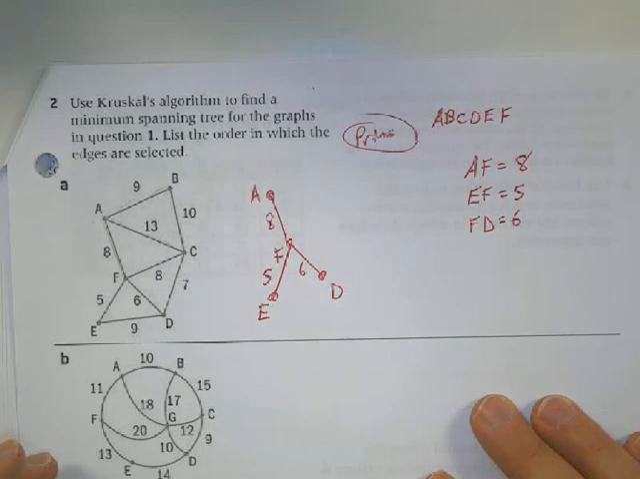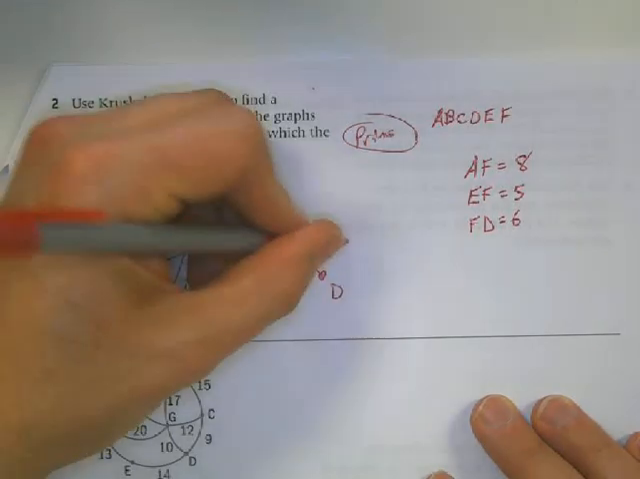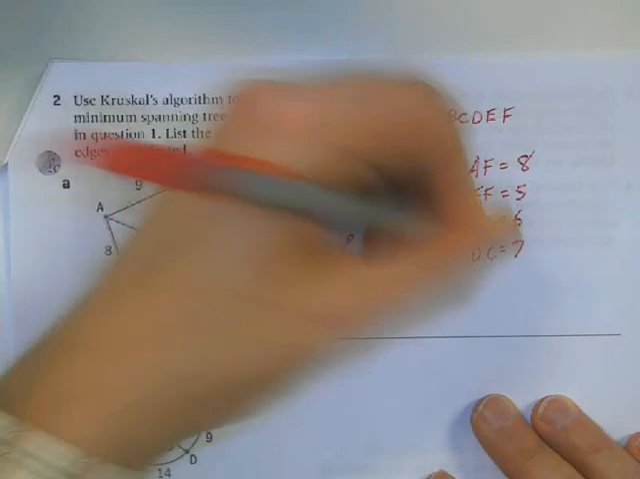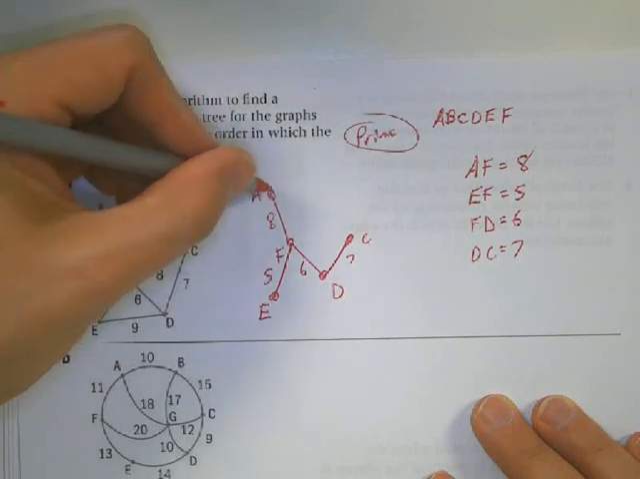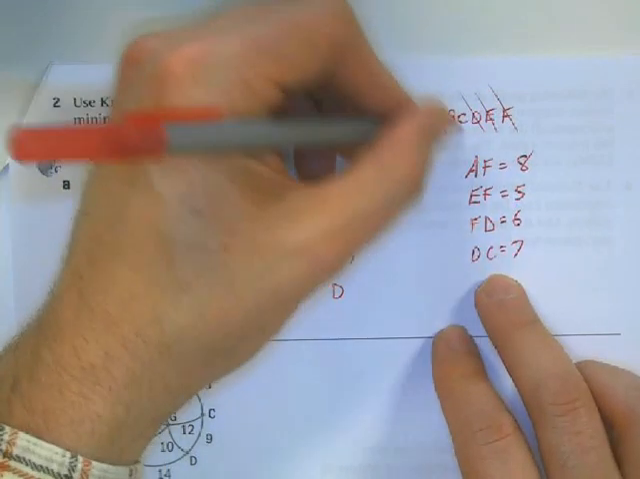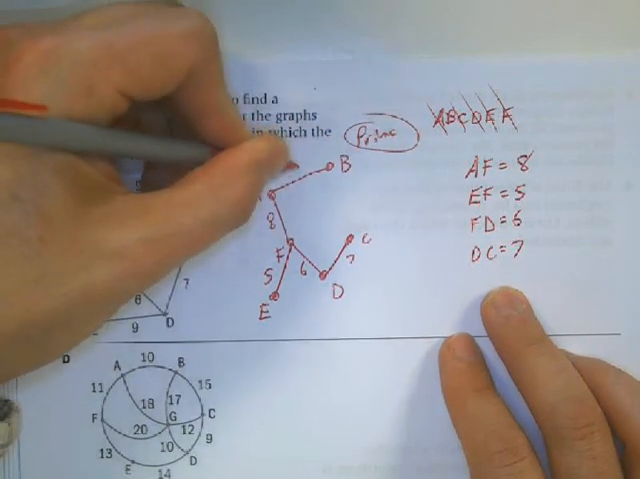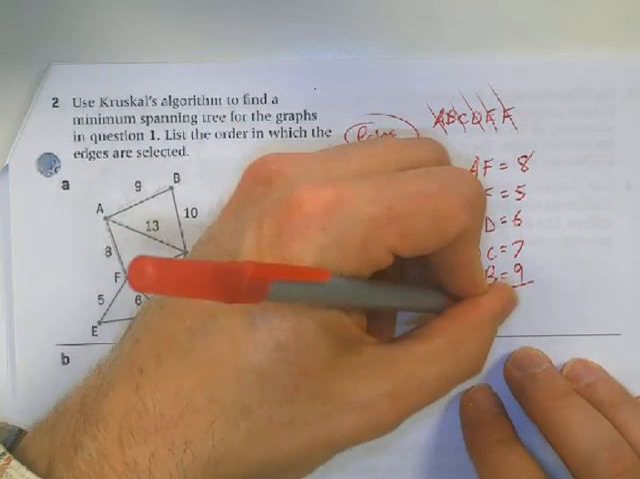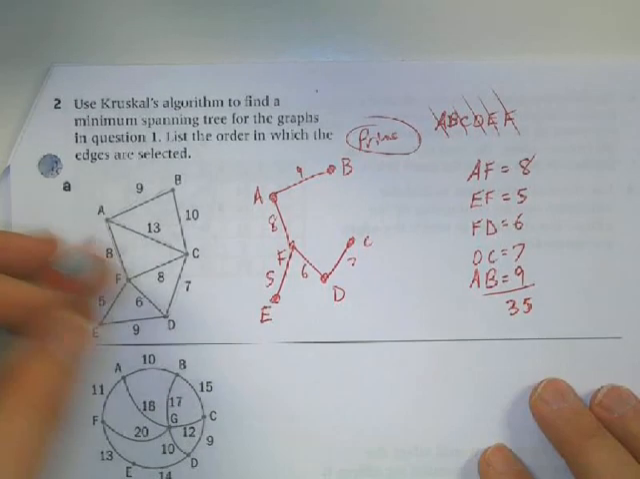The next shortest one is going to be D to C, which is 7. The next shortest one is going to be, we have A, F, E, D, C. The next shortest one is going to be A to B, which is 9. And we add those all together, and we get 35. So like I said, I just did Prim's here. Sorry for getting it mixed up.